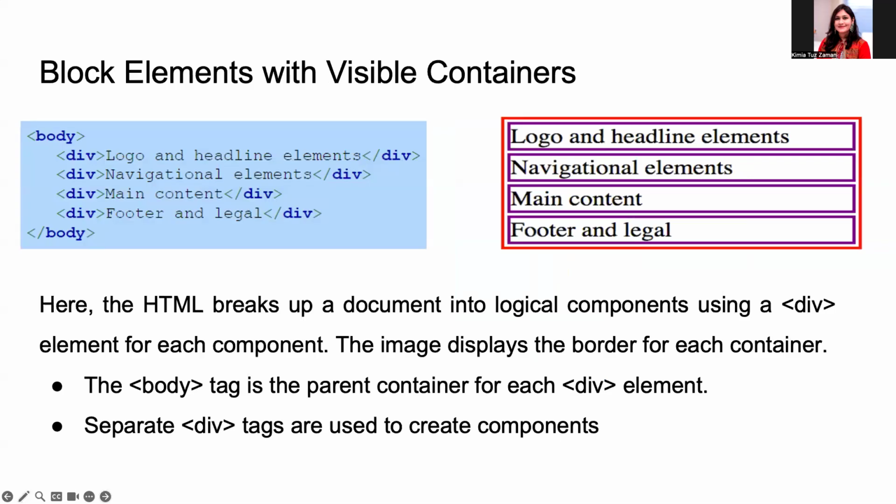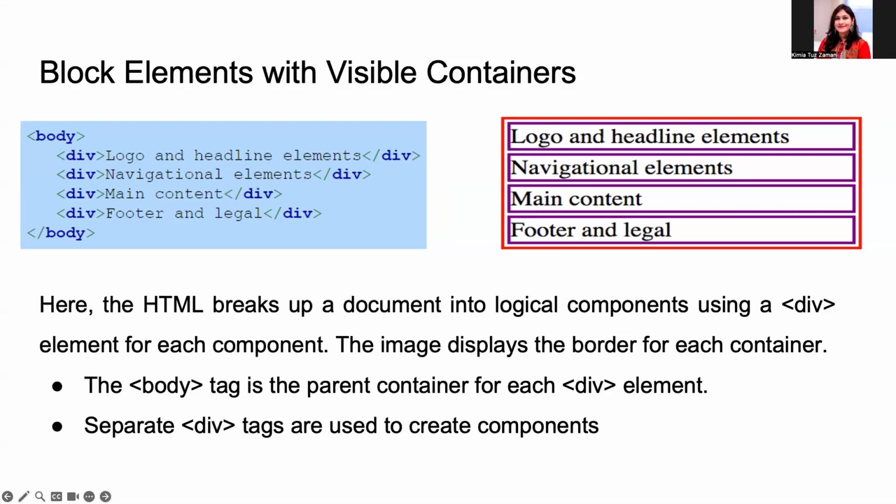Now let's take a look at block elements with visible containers. In this example, this page is divided into logical components using div elements. You can see we have one div element for the logo and headline, and another for navigation, one for the main content, and another for the footer and other legal information. All of these divs sit inside the body, which makes the body their parent container. Each div is independent, and together they help organize the page into different sections.